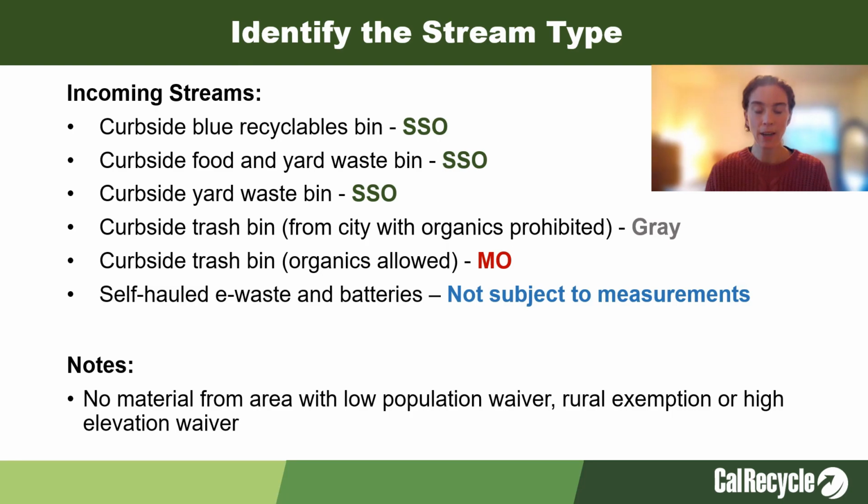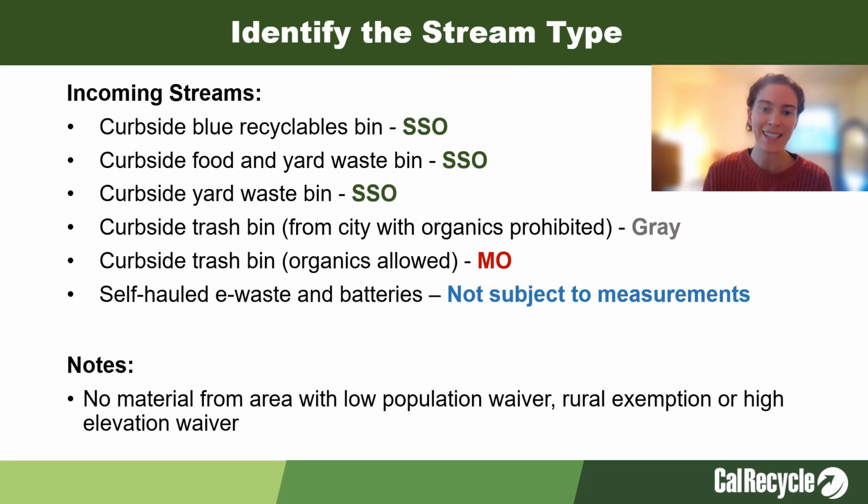So now we want to identify those incoming streams to the transfer station and determine what stream type they are so we can plan what measurements we're going to have to do. So going from the top to the bottom, this is the same list that was on the last slide. That curbside blue recyclables bin, that's an SSO stream per the definition of SSO in the regulation. Same with the food and yard waste bin and the yard waste only bin. Those are also SSO streams. The trash bin that does not allow organics to be put in that container, that is the definition of a gray container waste stream. So that's a gray waste stream we have.